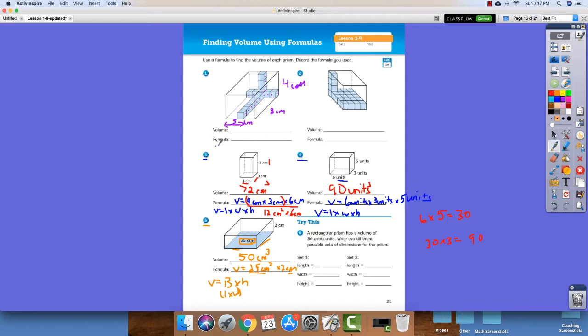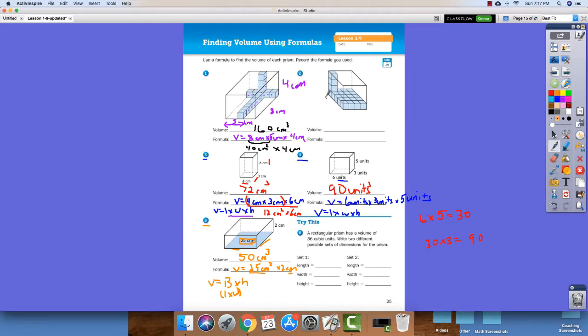So my formula, I'm going to do length times width times height. I'm going to use this formula down here. So volume equals, I'm going to do my 8 centimeters, multiply by my 5 centimeters, and then multiply by my 4 centimeters. So 8 times 5 is 40 centimeters squared. And then multiply it by my height, my 4 centimeters for my height. So 40 centimeters squared times 4 centimeters, that would get me 160 centimeters cubed.